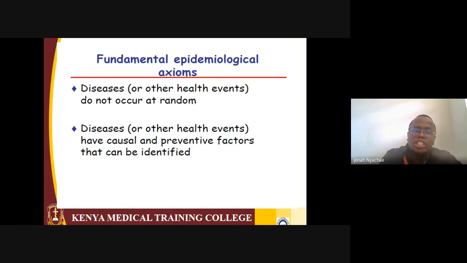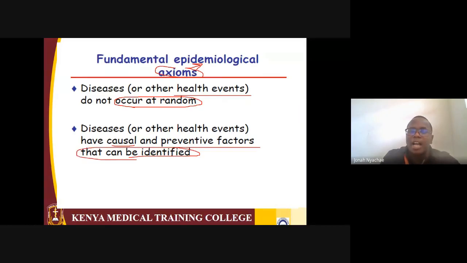So in epidemiology, we believe that diseases or other health events do not occur at random. There is nothing like a disease that comes on its own or occurs at random. That is what we believe in epidemiology. We also believe that diseases or other health events have causal, meaning they have a cause, and preventive factors that can be identified.